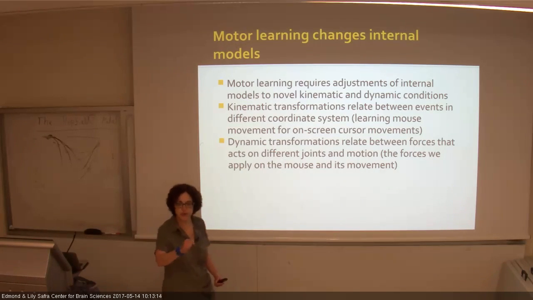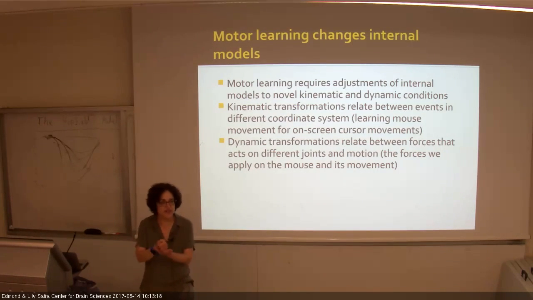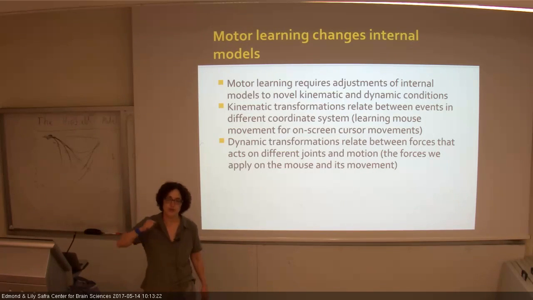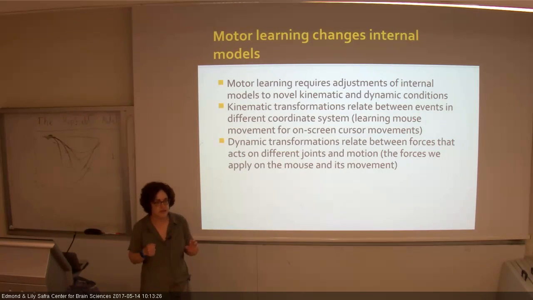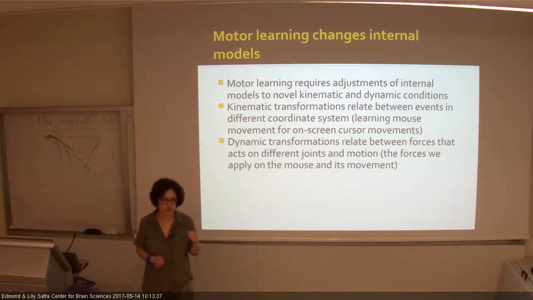For example, if you have a joystick, it can have different levels of stiffness, right? So you need to apply different forces in order to get the same on-screen movement, right? So this is a dynamic transformation where you actually learn the forces that act on the different joints.